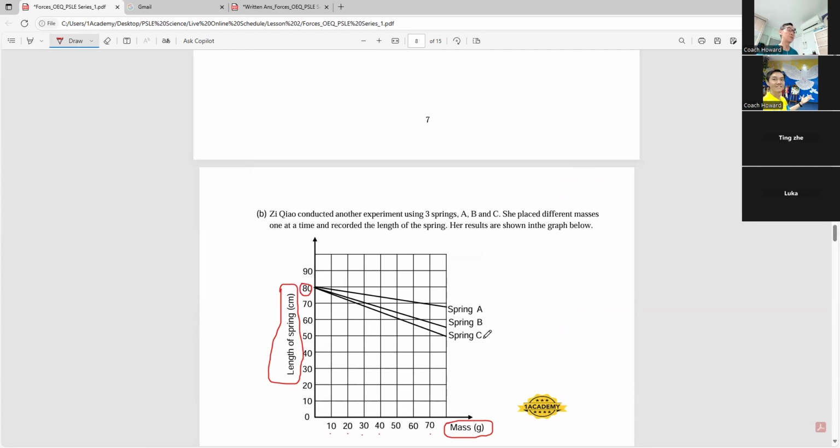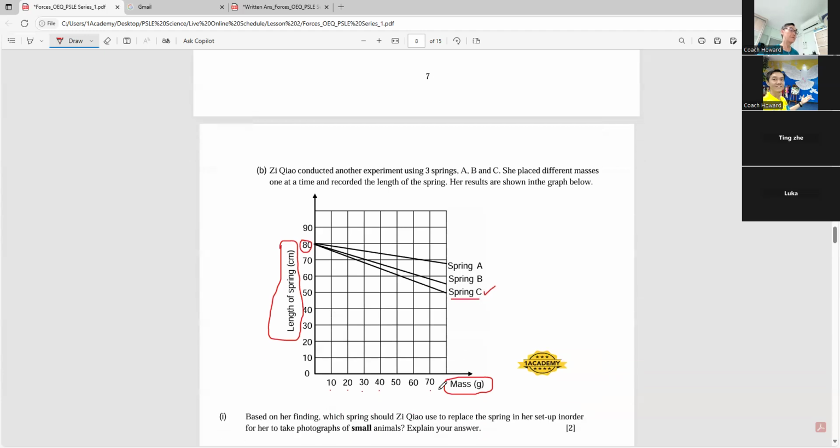So which is the most elastic? So you must identify C is the most elastic. Why? Because for the same mass, spring C is compressed the most. Okay, so you must understand this. So once you understand that spring C is the most elastic, it's good to annotate here, most elastic.